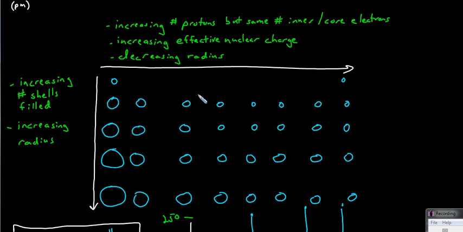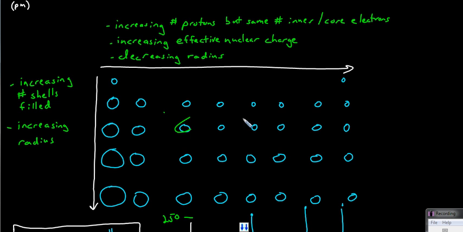Whereas as we go to the right in the periodic table, where we have an increasing number of protons but still the same number of inner or core electrons, we start having increasing effective nuclear charge. There's an increasing pull of the nucleus for those outer electrons, and therefore they get pulled in closer and closer to the nucleus as we go to the right, and therefore there's a decreasing radius.